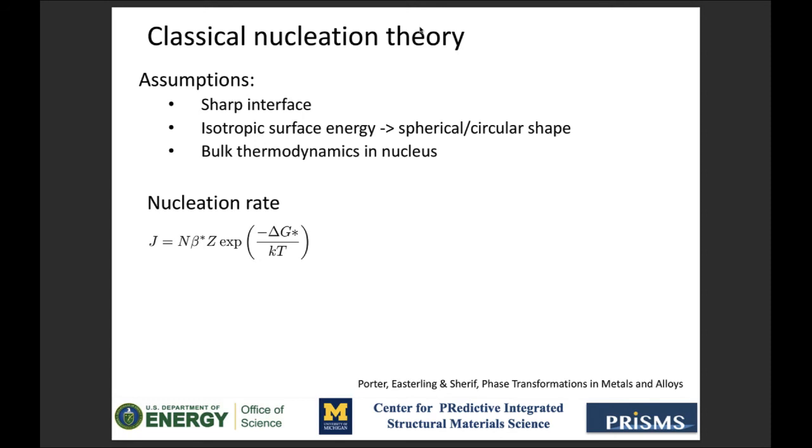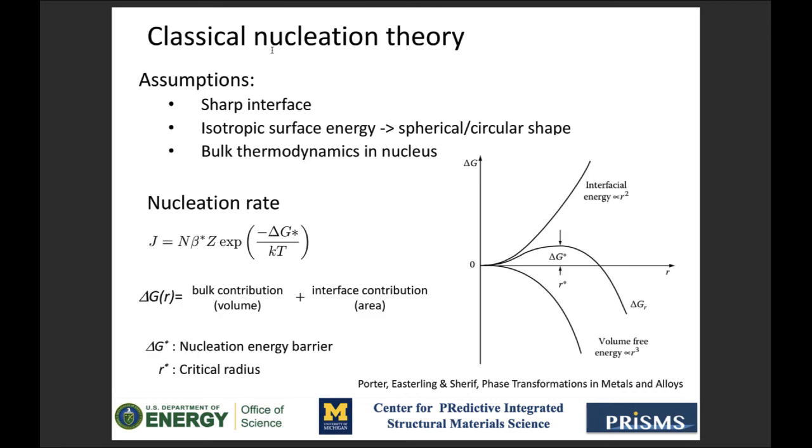Okay, let's go through a brief overview of classical nucleation theory. This theory predicts the rate of nucleation of a stable phase starting from a metastable phase. The rate is given by J, this expression right here, which is proportional to the number of nucleation sites, that is N, the rate at which molecules or atoms attach to the nucleus, that is beta star, and the Zeldovich factor Z, which I will come back to in a bit. But most importantly, J has an exponential dependence on the inverse of temperature and on this quantity delta G star.